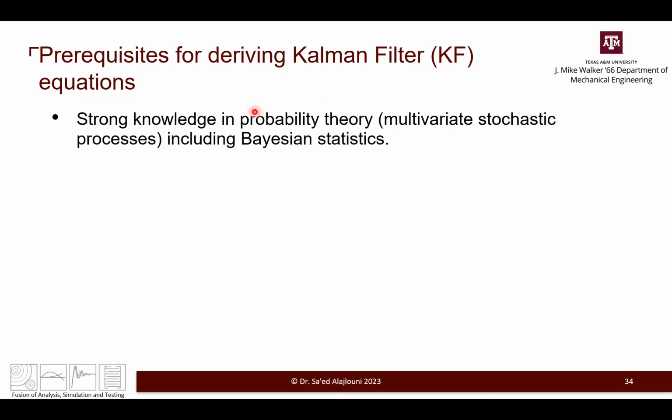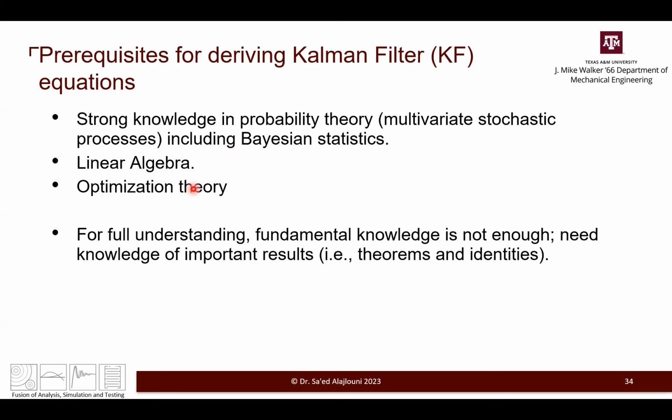But you've seen that in order to derive the Kalman filter, you need to have strong knowledge in probability theory, and you also need good knowledge of linear algebra, because remember these objective functions, matrix calculus, and optimization theory, because we have a cost function we want to minimize. To be able to derive it yourself, or understand the derivation, you need not only fundamental knowledge in the previous fields, but also knowledge of some theorems and identities. Without that, you're going to spend a lot of time just going in circles.